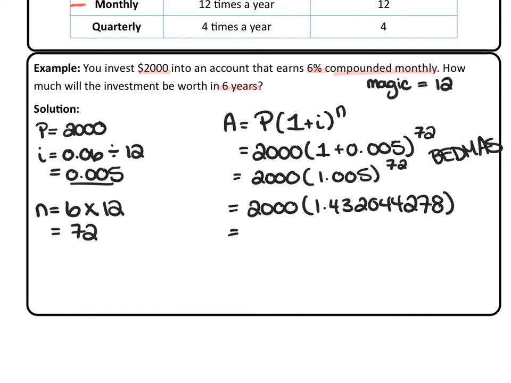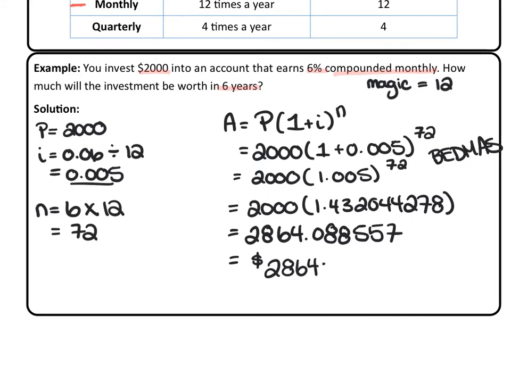And then we'll calculate it. We'll multiply the two, and I get 2,864.08857. Now, because we're dealing with money, you are allowed to round at the end, not before, at the end. So I will round it to $2,864.09. Okay, this is how the bank does it. They keep all the digits until the very end. So that's the way we're going to do it.